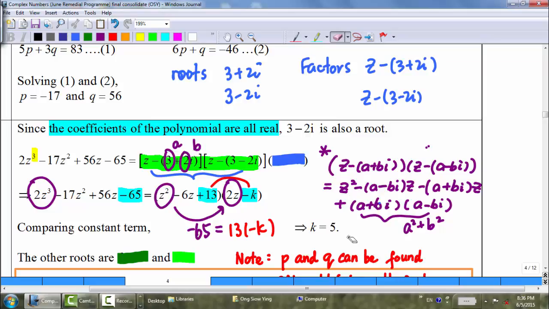Once you have worked out all three factors, you can work out the roots by equating all the factors to 0. So ultimately, what are the roots? One of the roots will be 3 plus 2i, the other root will be 3 minus 2i, and the final root corresponds to the factor where you let 2z minus k equal to 0, where k is equal to 5. So your k is 5. Let me replace it by 5.